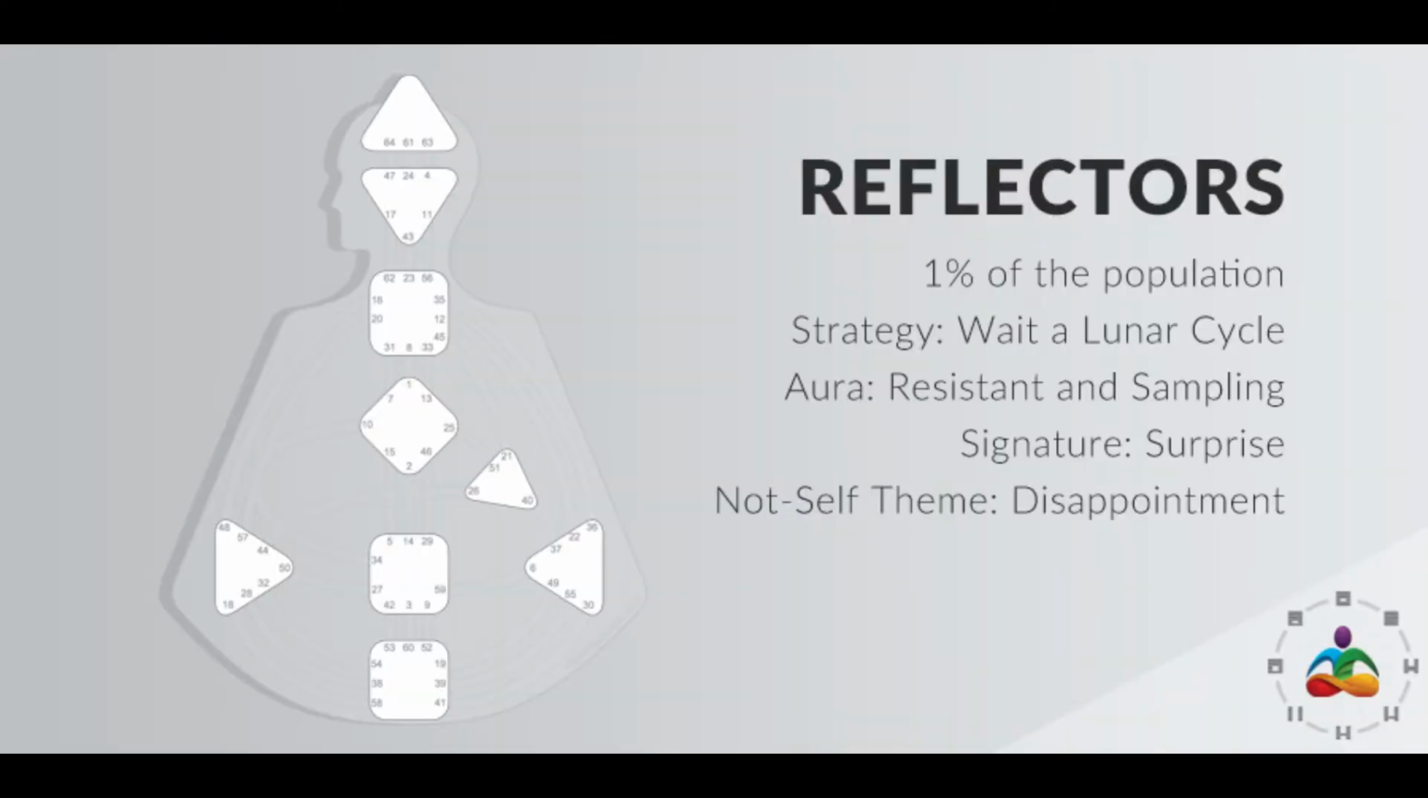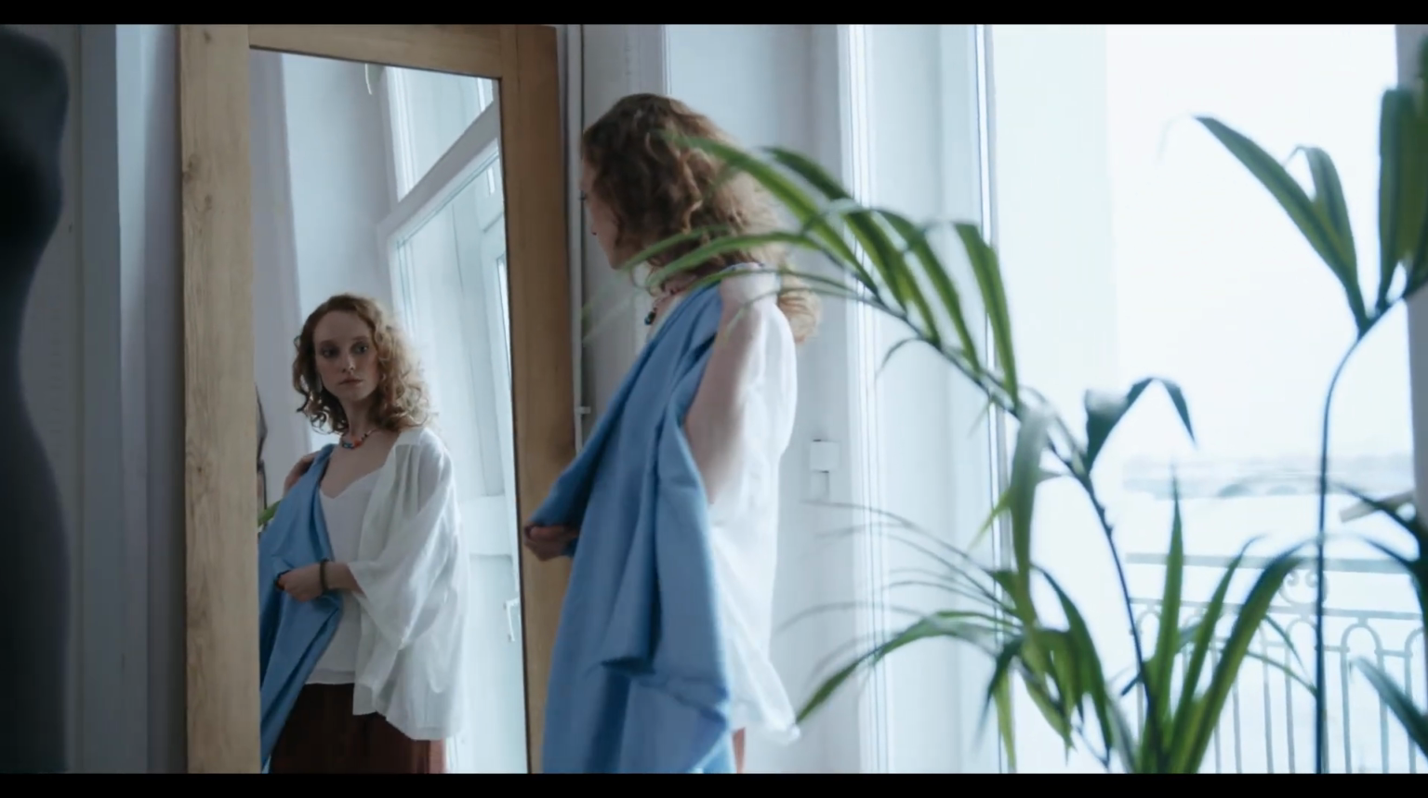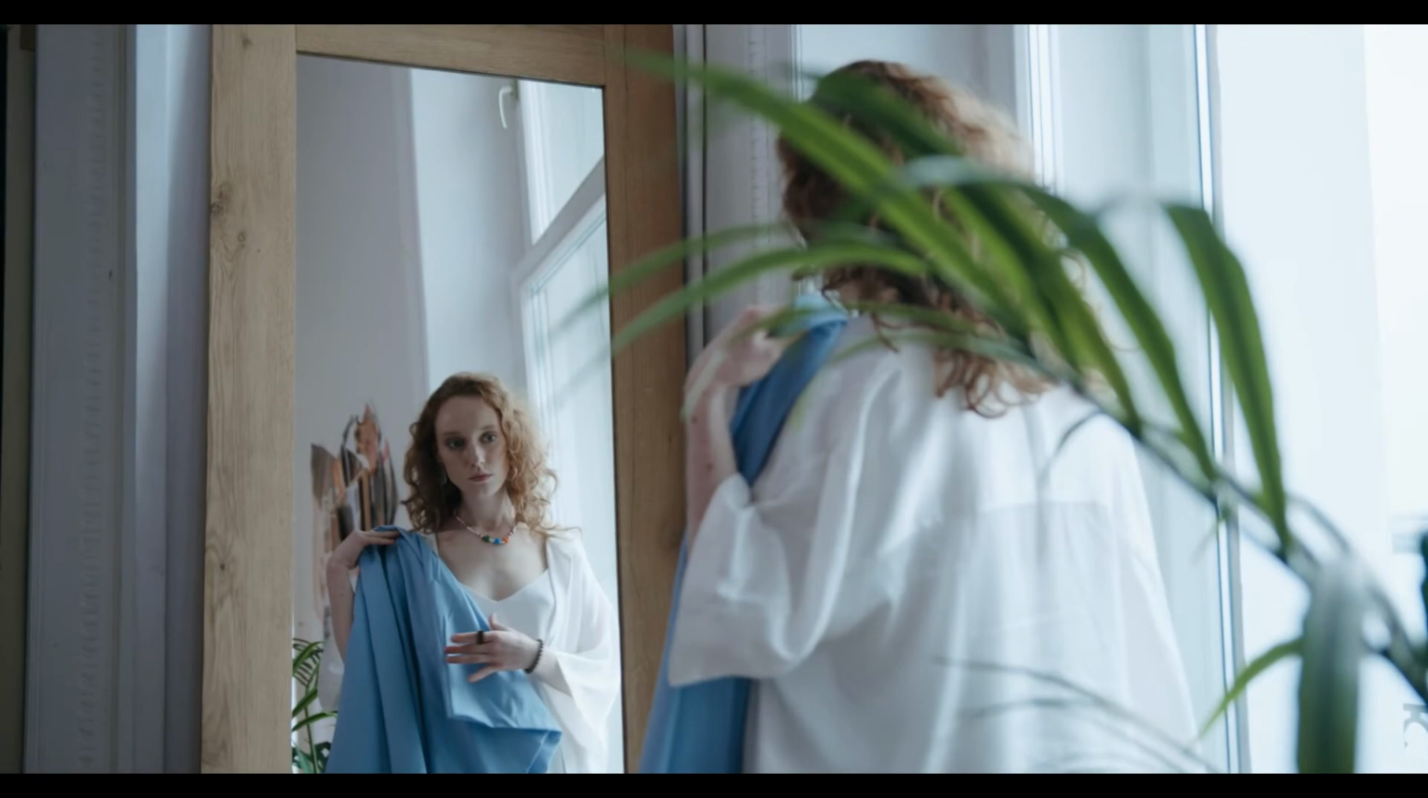Okay. Lastly, we have the reflectors that make up around 1% of humanity, and this is the rarest type. What differentiates them from the rest is that if you look at their body graph chart, everything will be white, so they don't have any defined centers. What that really means for them is that they are here to sample different energies, and not really attach themselves to any kind of identity or anything.